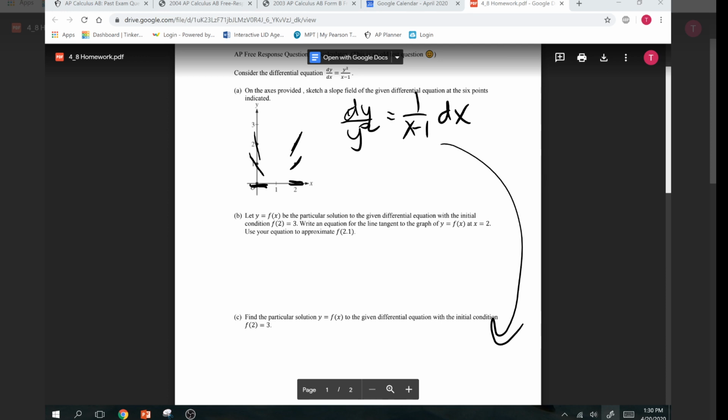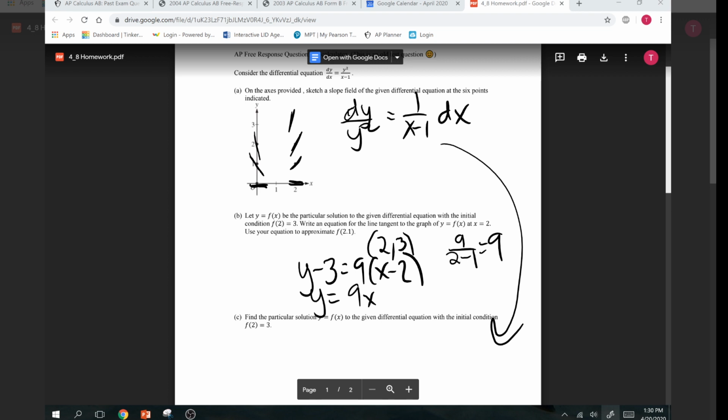For B, it says we have this initial condition, 2, 3, and we're writing a tangent line to the graph at x equals 2, so at 2, 3. So we just plug 3 for y into our differential equation, so we get 9 on top for 3 squared, and 2 minus 1 on the bottom. So we get 9 as our slope, which honestly would have just been the next piece in our slope field. We could have figured that out. It's just 9 slope there. And now that we have the slope, we just do y minus y1 equals slope times x minus x1. Done. We could add 3 to the other side and get y equals 9x minus 18 plus 3, so minus 15. And then to approximate f of 2.1, you just plug in 2.1, and 2.1 times 9 is 18.9. 18.9 minus 15 is 3.9.